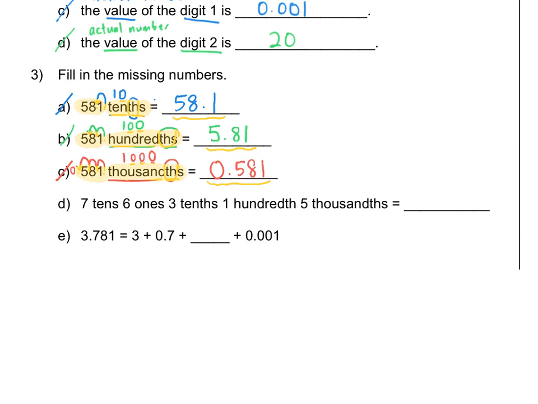Now let's go on to part D. 7 tenths, 6 ones, 3 tenths, 100th, 5 thousandths. How do you write it as a number? Okay, so we follow Artie's method, underline, and we label. 7 tenths. What is the value of 7 tenths? 70. How about the value of 6 ones? 6. How about the value of 3 tenths?